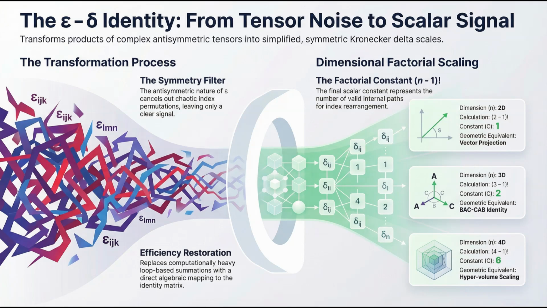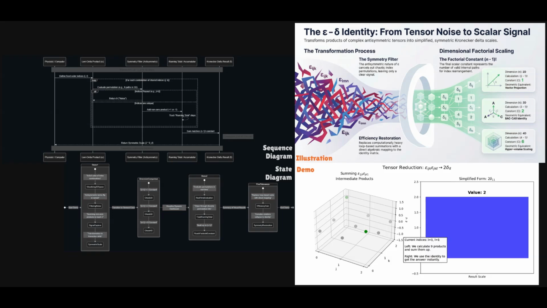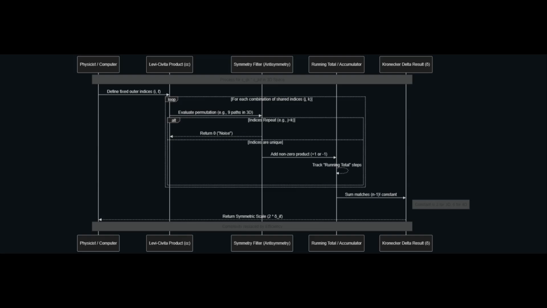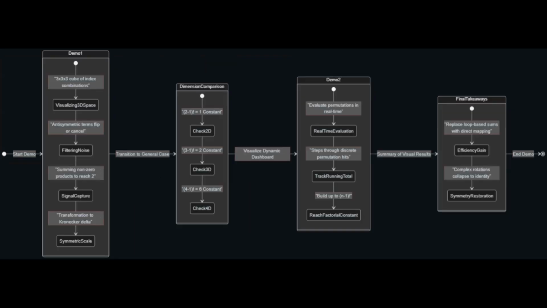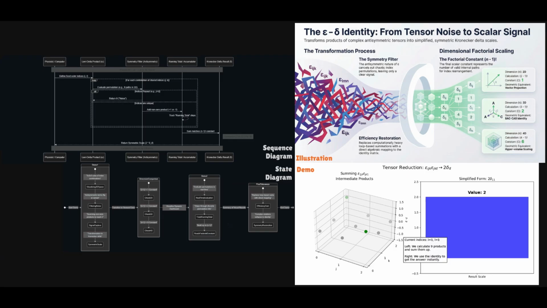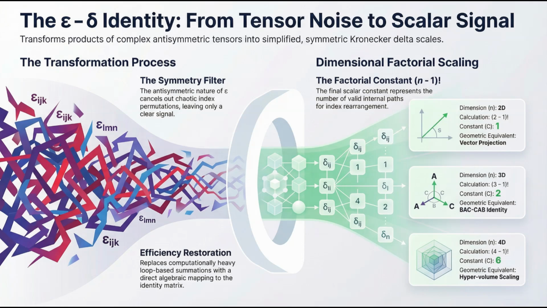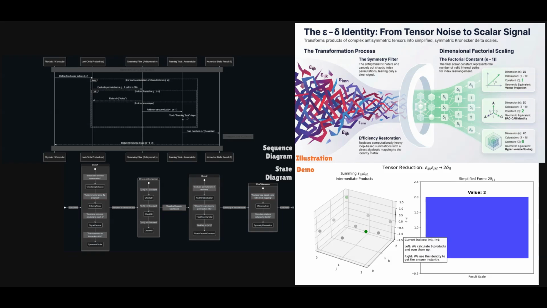Dimensional expansion. As the viewer moves through the demos, the focus shifts to how the resulting constant grows as more dimensions are added. This stage demonstrates that as the degrees of freedom increase, the number of valid internal paths for these interactions grows factorially. The final realization. The state diagram concludes by emphasizing the practical value of this transformation, replacing tedious, repetitive calculations with direct and efficient mappings that restore symmetry to complex physics operations.